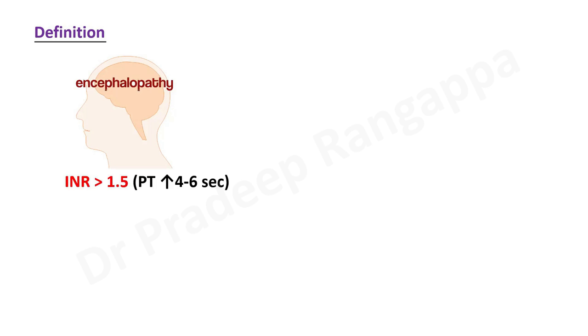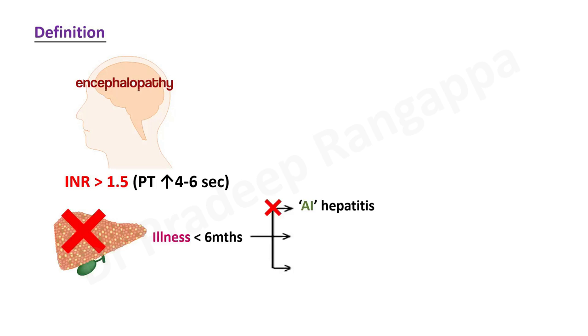First we need to understand how we define acute liver failure. Any patient with liver dysfunction who has encephalopathy and where INR is more than 1.5 or PT increased by 4 to 6 seconds, and who does not have previous liver disease, that is very important. That's why we call it acute liver failure or acute fulminant liver failure. So everything is acute, where they do not have a pre-existing liver disease in the last 6 months.